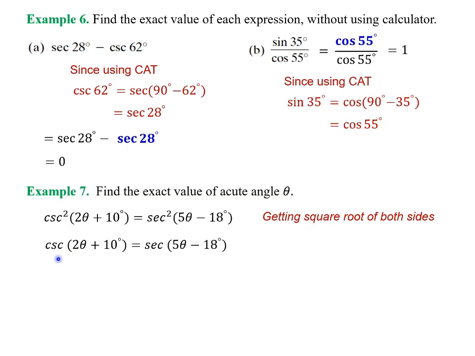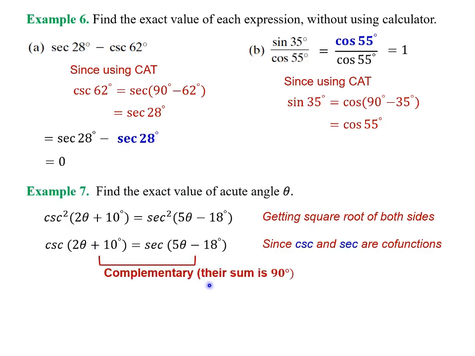So no more squares. Cosecant and secant are cofunctions, meaning if I'm using the CAT, the sum of these two angles is equal to 90 degrees. So that's what I'm going to start with. Since cosecant and secant are cofunctions, using CAT, if I add these two angles, that is equal to 90 degrees because these are complementary angles. So I will just take these angles, add them, and equate it to 90 degrees. That will be my equation.